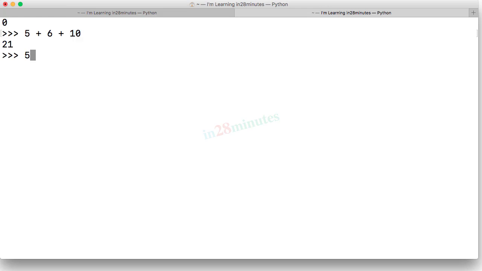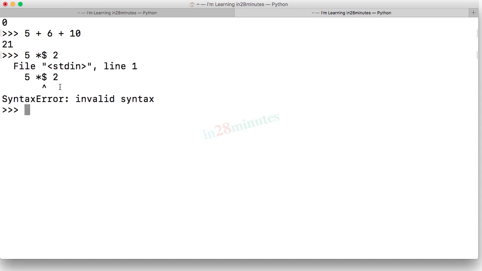Think about what would happen when I do something of this kind. 5 star dollar 2. What would happen? Yep, you're right. It would throw a syntax error. So whenever a programming language does not understand the code you type, here the expression I'm typing is 5 into $2. It does not really make sense, right? Even when you look at it, you can say, what are you typing? So even the programming language does not understand that, and it throws an error. So whenever you do something which a programming language does not understand, what does it do? It throws an error. Here it's a syntax error.